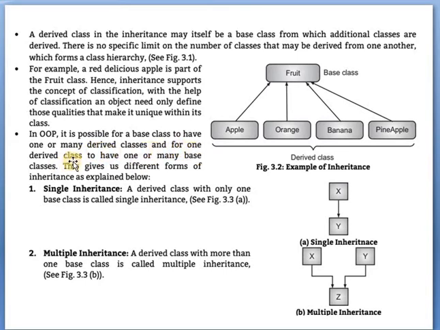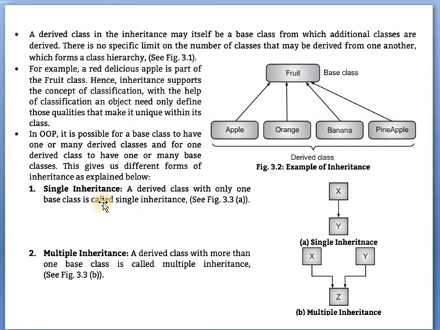And for one derived class to have more or many base classes also. Take this derived class, and it can be inherited from two different base classes also, and this gives us different forms of inheritance. So now we will see the overview of types of inheritance.